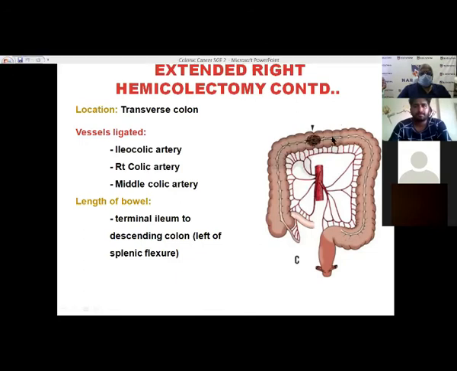If it is the transverse colon, you do an extended right hemicolectomy: ileocolic, right colic, middle colic, terminal ileum, ascending colon, descending colon.